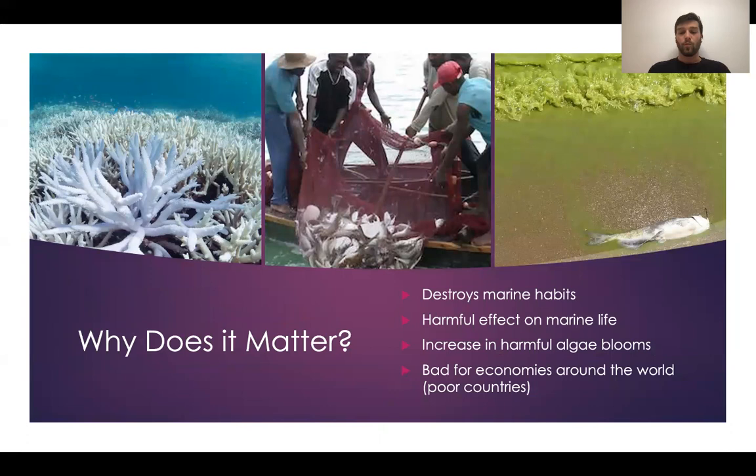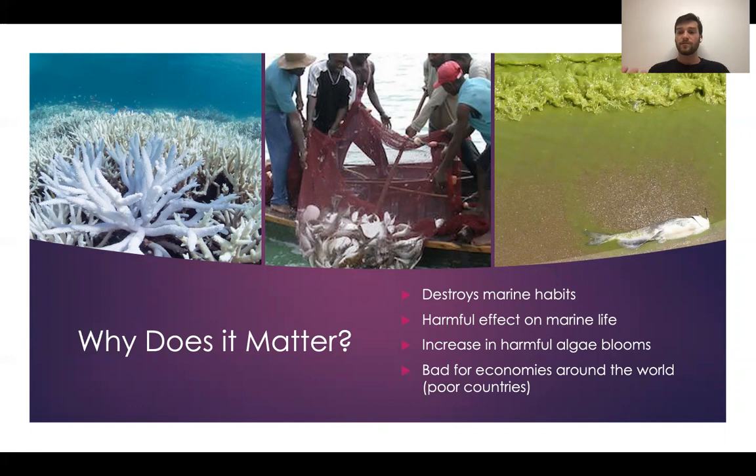So why does the pH level of the ocean, the carbon dioxide absorption, why does this matter to us? Well, you can see some of these pictures here on the left is what's called coral bleaching. What happens, coral is a very small organism, and the actual structure you see is made of carbonate, a kind of hard backbone for them.